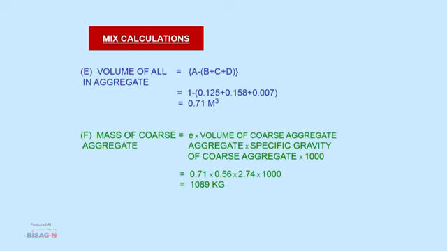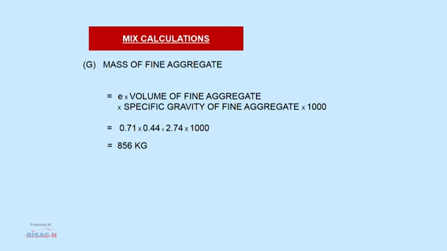So, the volume of all-in aggregate works out to 0.71 meter cube. The mass of coarse aggregates is the volume of all-in aggregates 0.71, times the proportion of coarse aggregate 0.56, times the specific gravity of coarse aggregates 2.74, into 1000. So, it works out to 1089 kg. Similarly, the mass of fine aggregate works out to 856 kg.